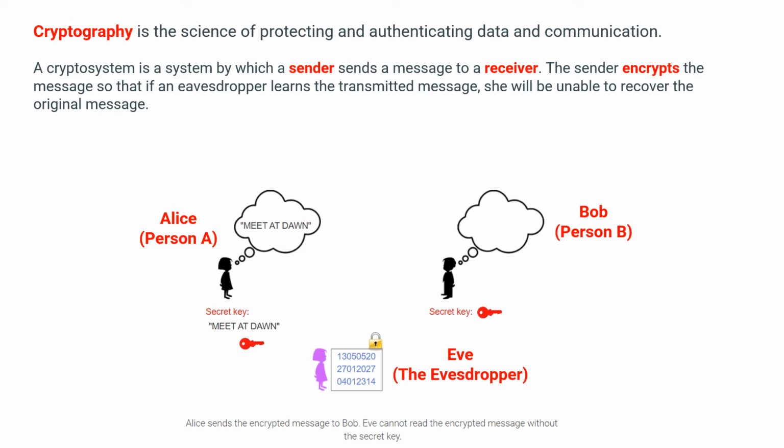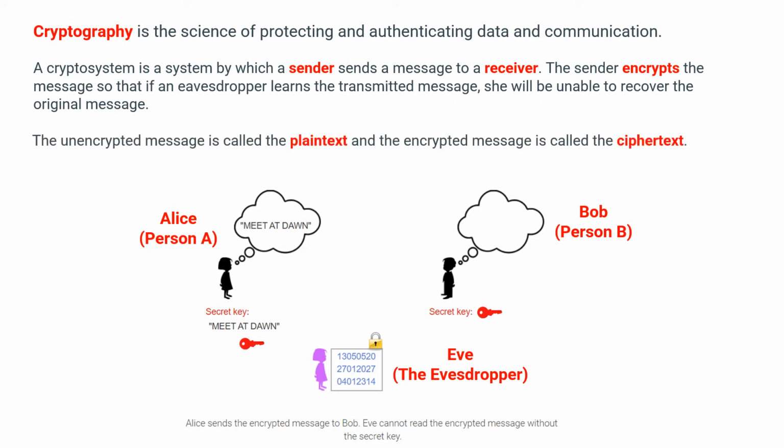So that's why this paragraph above said she will be unable to recover the original message. We're going to think of her as a girl named Eve. Okay, so we've got Alice, Bob, and Eve. And Alice will be trying to send something to Bob, but Eve might be listening in.